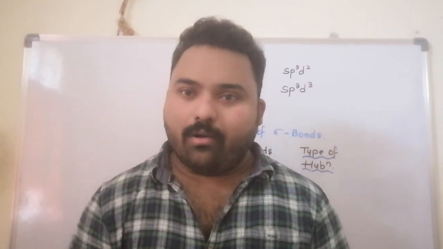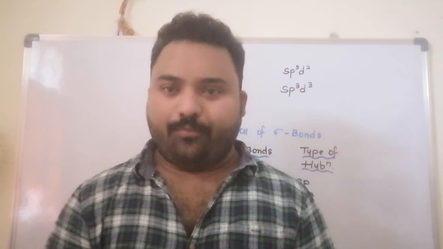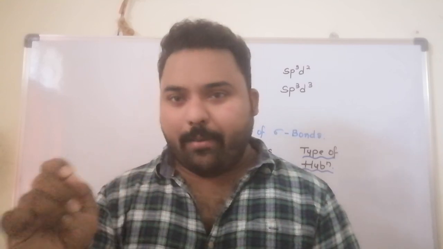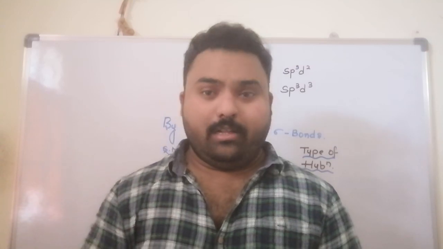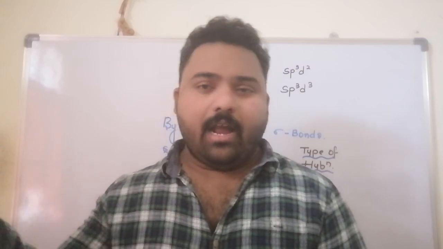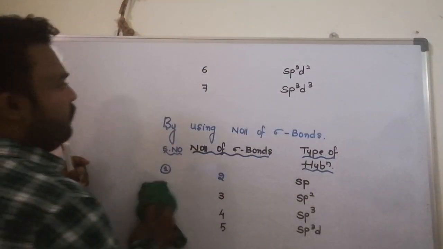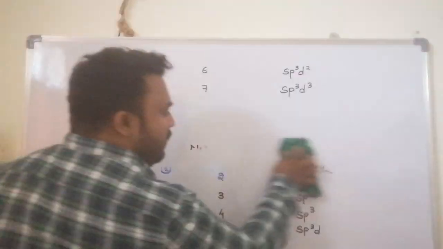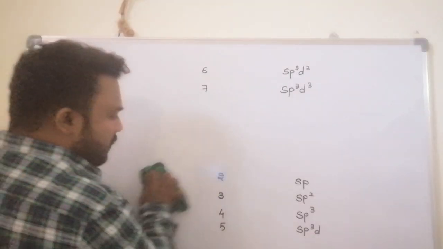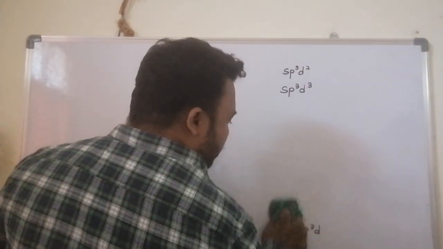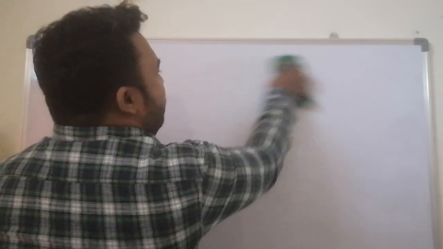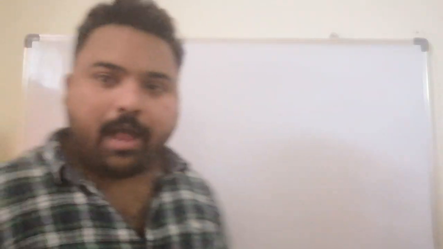If two sigma bonds, that is nothing but covalent bonds, are formed, then the type of hybridization is sp. Then the shape of the molecule is linear and the bond angle is 180 degrees. Like that. I am going to take a few examples to explain sp, sp2, sp3, like that, all hybridizations.